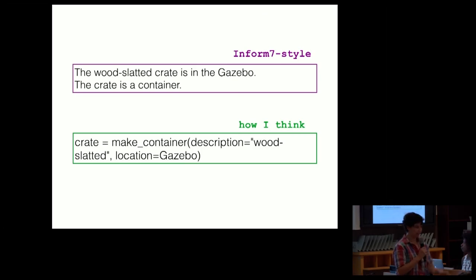But that's not how I think about building things when I program. When I program, I want to make an object, and I want to relate that object to other objects, and I want to give that object attributes. And I want to call functions to do all of that. I could totally learn to think in Inform 7 style. But that's less fun than reinventing the wheel in Python, so let's not do that. Let's write our own framework.